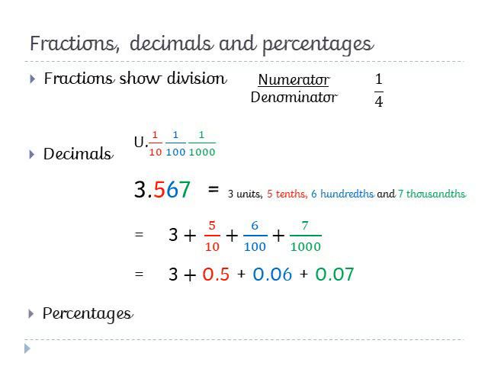And finally we have percentages, which is out of 100 or parts per 100, and we use our percentage sign here, so we have 65% here, or 65 out of 100.